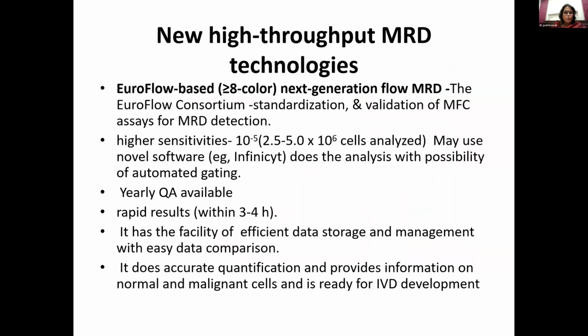Next slide. So where do we go? We go to the new high throughput MRD technologies, next generation flow. Basically, you need two 8-color tubes, which are validated, approved by the Euroflow. It gives a sensitivity of 10 to the power of -5. Very good. It's rapid.